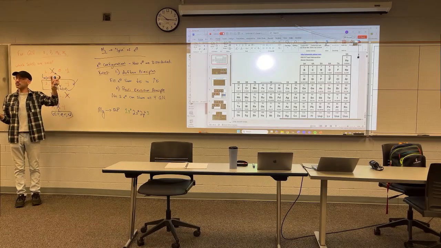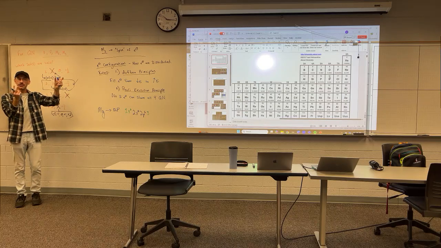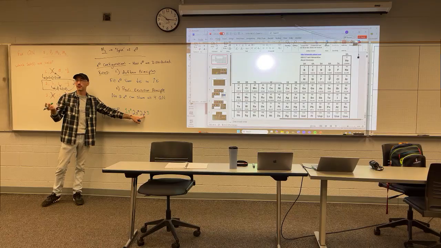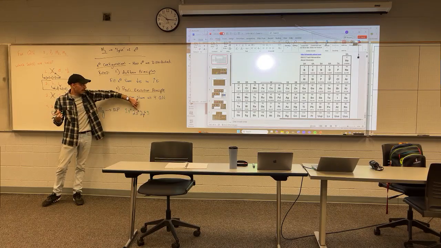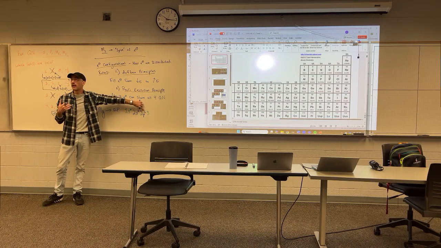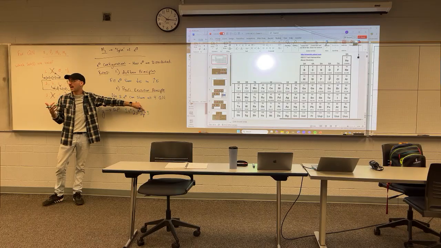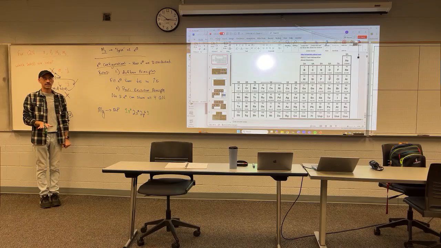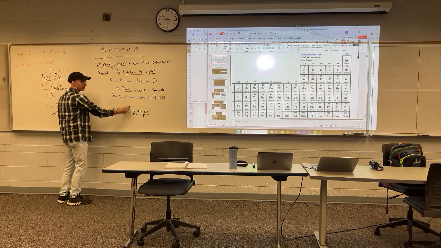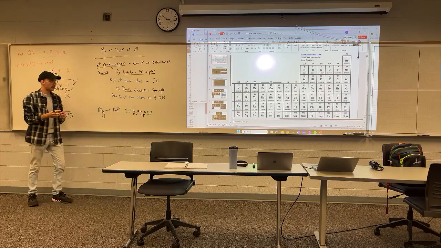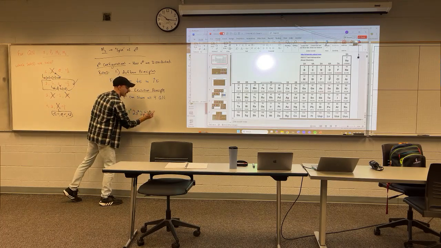Well, n equals 2 has 2 valid l numbers. l equals 0 and l equals 1. And those have different sets of m sub l numbers. m sub l equals 0, m sub l equals -1, 0, and +1, each holding 2 electrons. So I'm done because the second shell can't have another l. I need to go to the third shell. And what's the lowest subshell? Good. s, 1s2, 2s2, 2p6, 3s2. And I'm putting both of the electrons in there that I have left.